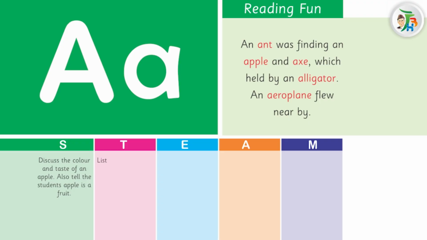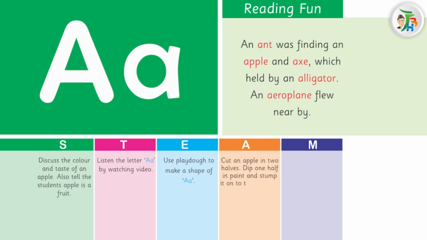T. Listen to the letter R by watching a video. E. Use Play-Doh to make a shape of R. A. Cut an apple in 2 halves. Dip one half in paint and stamp it onto the paper to create a pattern.